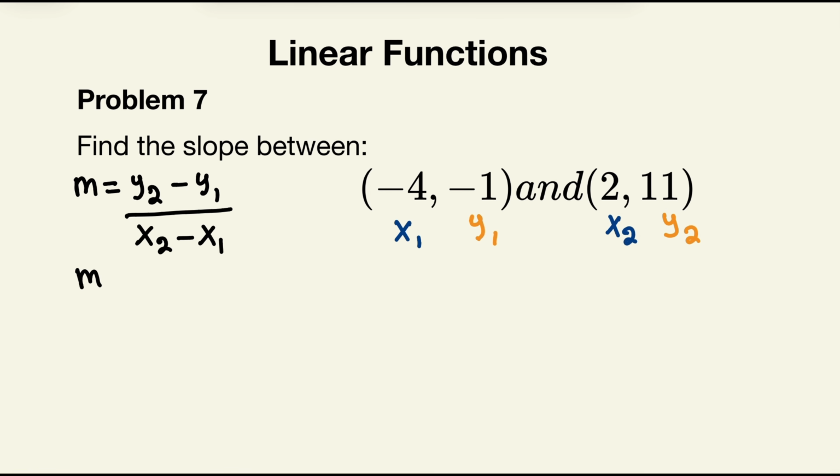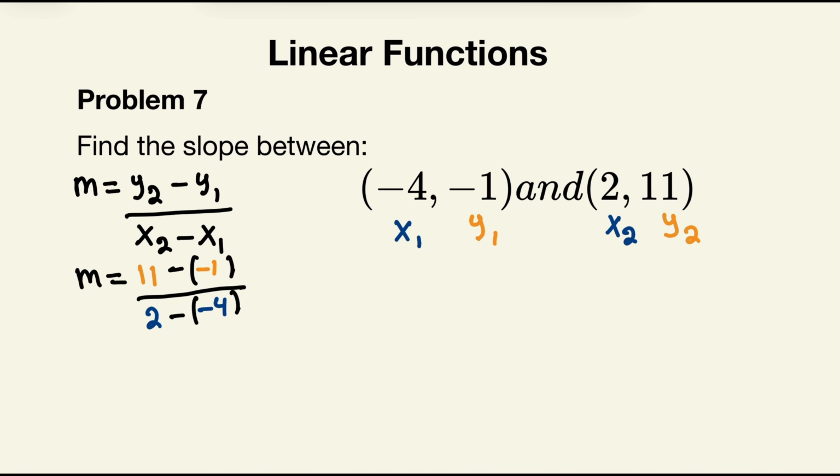So we have m equals, and y sub 2 is given to us as 11. So that is 11 minus y sub 1, which is given to us as -1. And then in the denominator, we have x sub 2. X sub 2 is given to us as 2 minus x sub 1, which is given to us as -4.